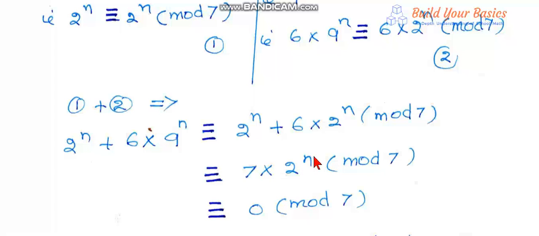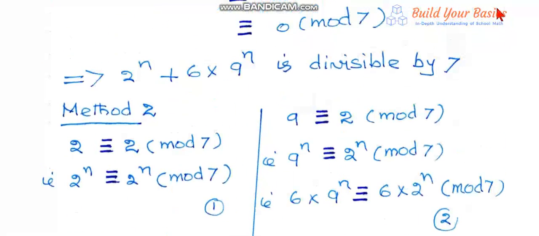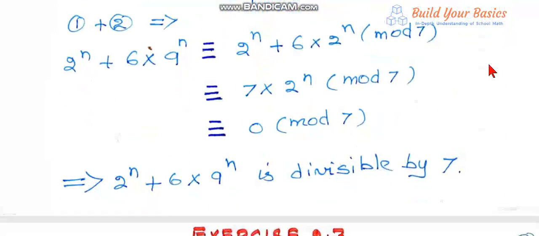When 7 into 2 power n is divided by 7, the remainder is 0. It goes exactly. So 7 into 2 power n mod 7 can be written as congruent to 0 mod 7. That shows 2 power n plus 6 into 9 power n is divisible by 7. So we have proved the problem in 2 ways. The problem is over.